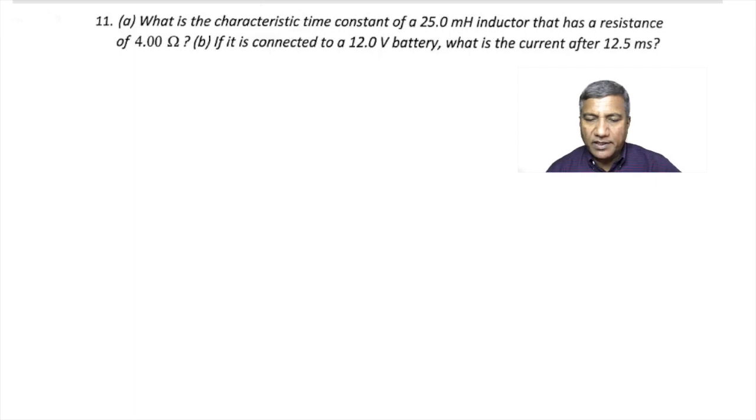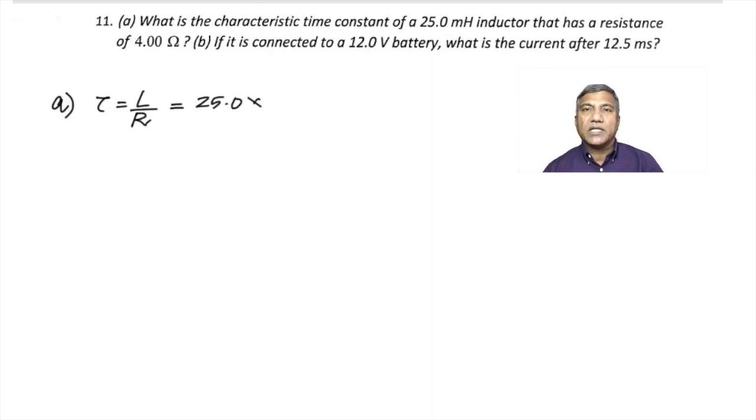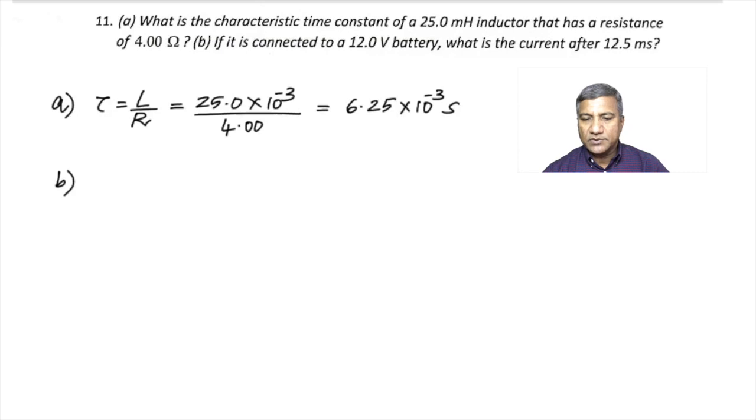Now this question number 11 is about a combination of an inductance with a resistance. It's an LR circuit, and we're asked to find the time constant of a 25.0 millihenry inductor that has a resistance of 4 ohm. So both the inductance and the resistance have been given, and time constant is just the ratio of the inductance to the resistance. So the inductance is 25 millihenry, which is 25 times 10 to the negative 3. The resistance is 4 ohms, so when you divide, you get 6.25 times 10 to the negative 3 seconds. So that is the time constant.